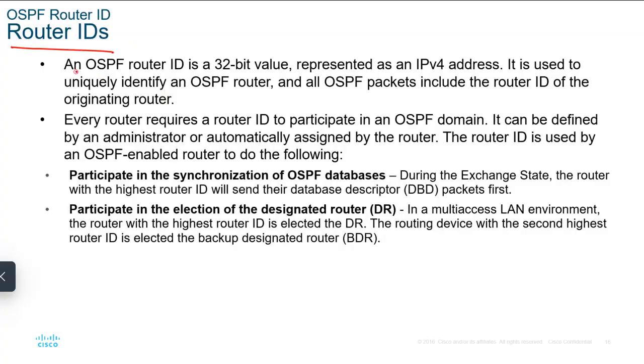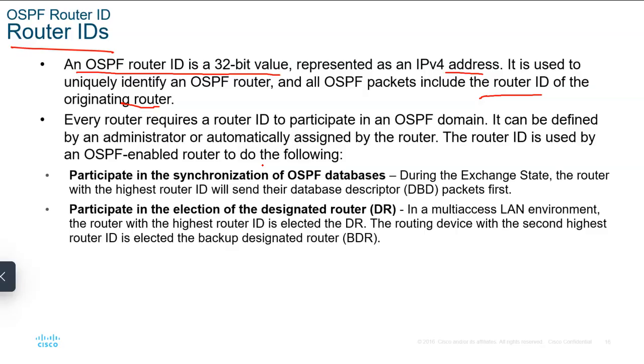Router ID. An OSPF router ID is a 32-bit value represented as an IPv4 address. It is used to uniquely identify an OSPF router, and all OSPF packets include the router ID of the originating router. So every router requires a router ID to participate in the OSPF domain. It can be defined by the administrator or automatically assigned by the router.